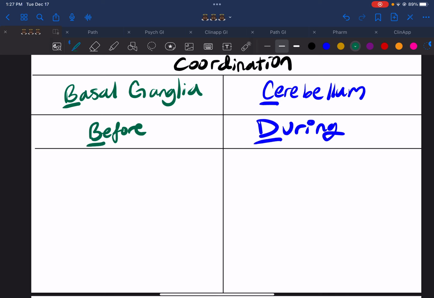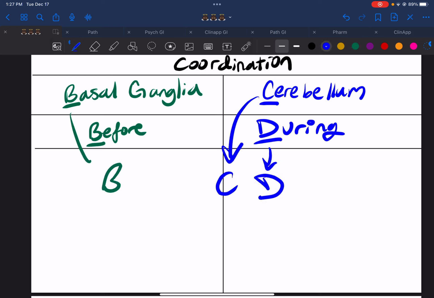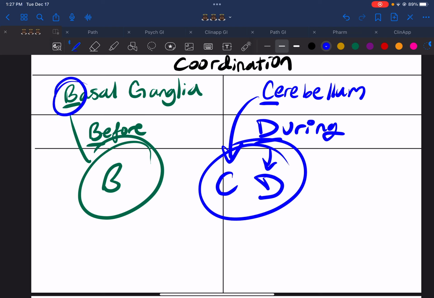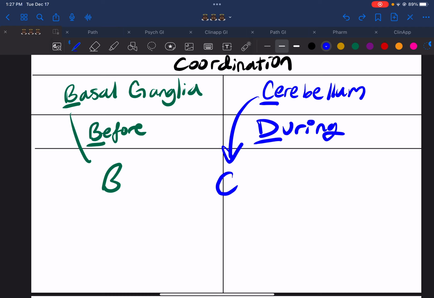I never noticed that, but you even have a theme here with B, C, D. So they're kind of in order, right? B comes before C. So the basal ganglia functions before the cerebellum does when it comes to movement.